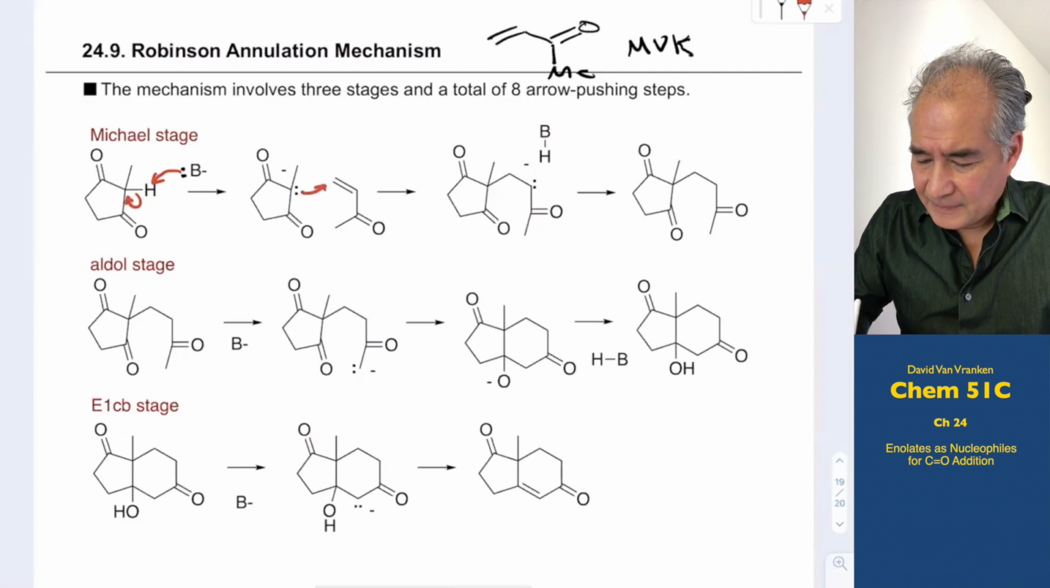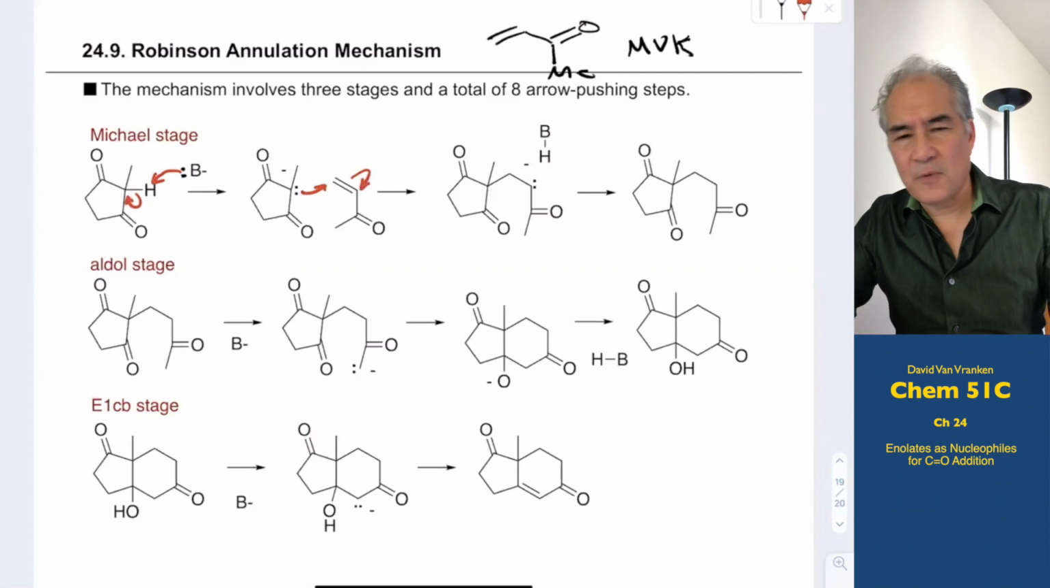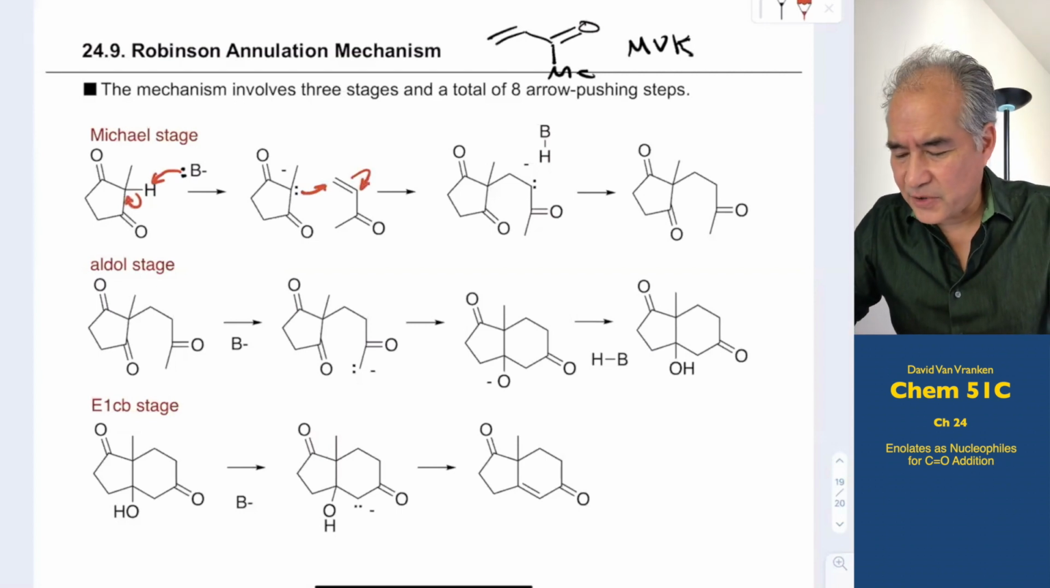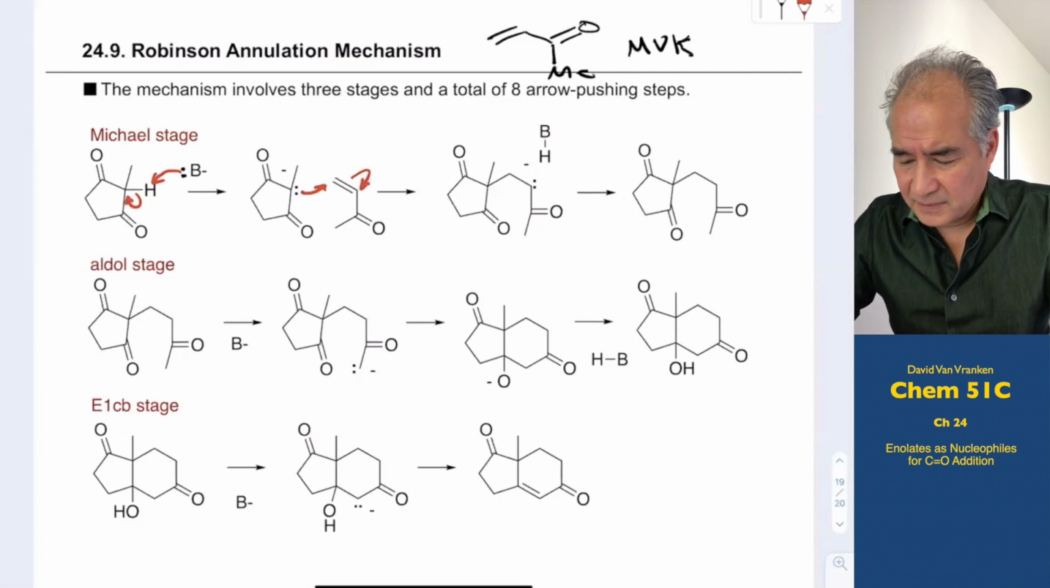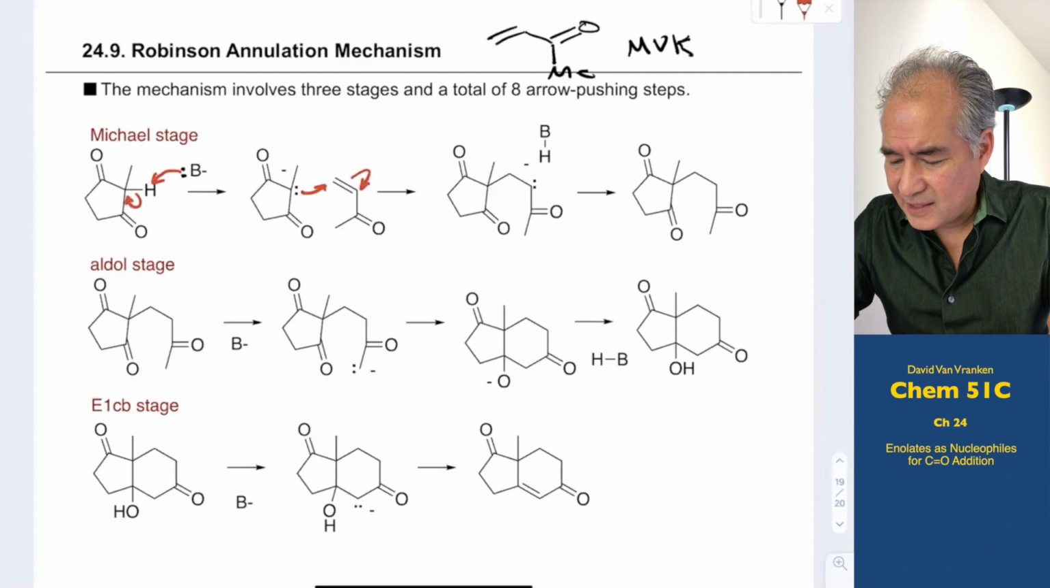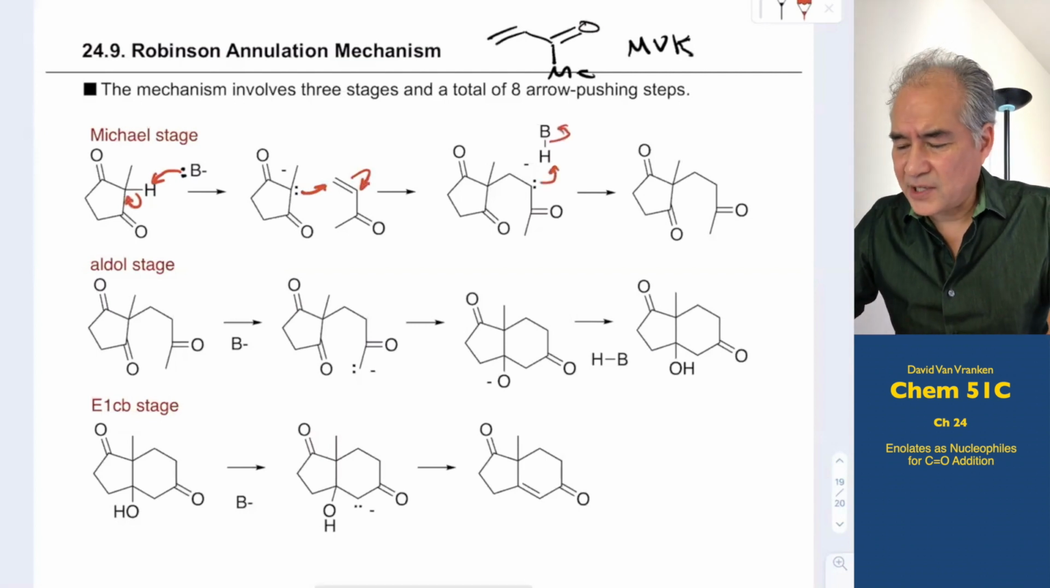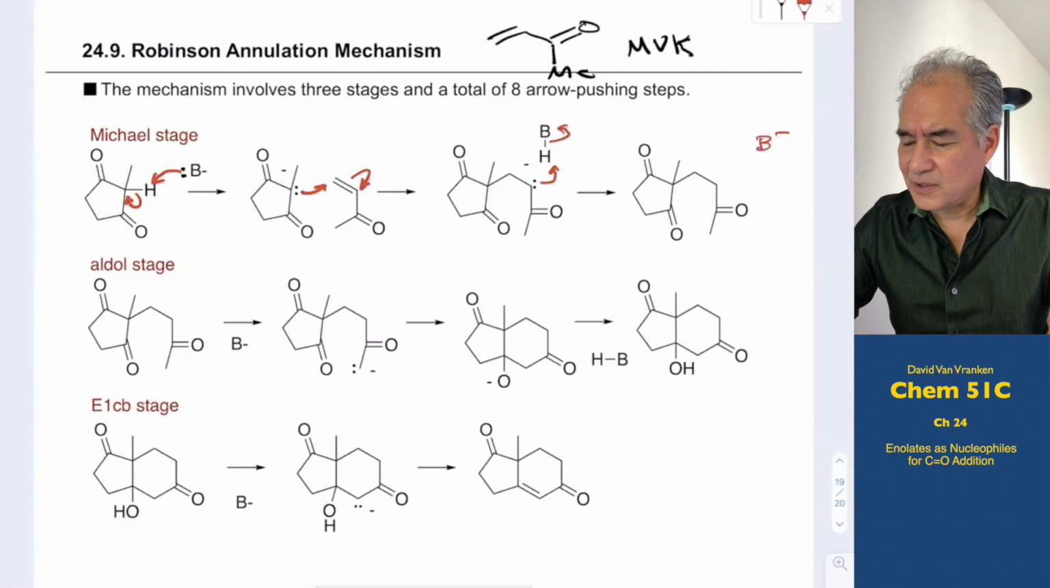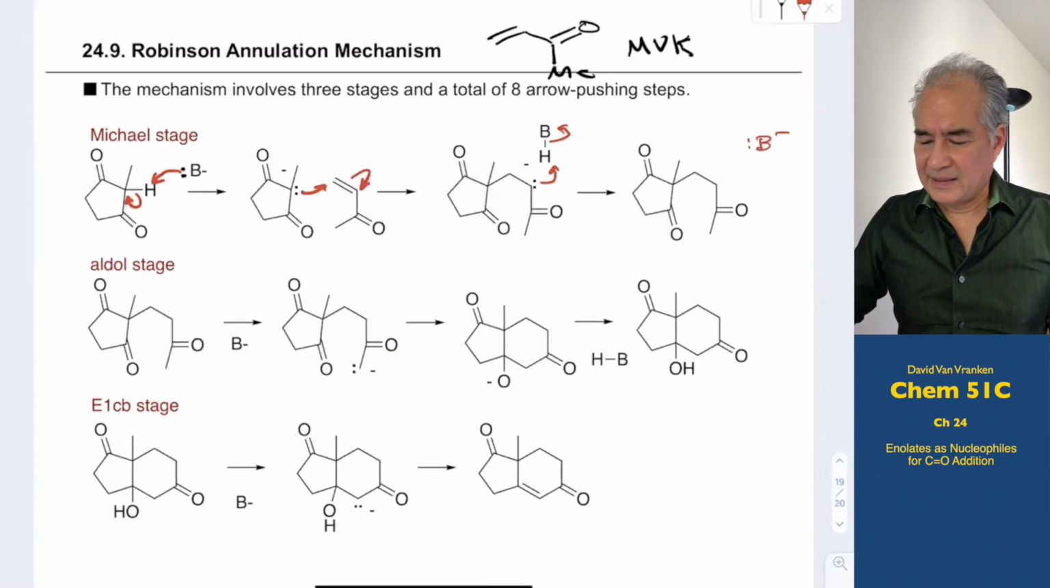It's going to add, and then I'll push these electrons over here, and I'll leave them on that carbon. There's other ways to depict that. I could have pushed the electrons all the way to the carbonyl. And that leaves this enolate in the presence of the conjugate acid derived from our base. Now I can pull the proton back off, and it regenerates our base in the solution. So there's the base we regenerated.